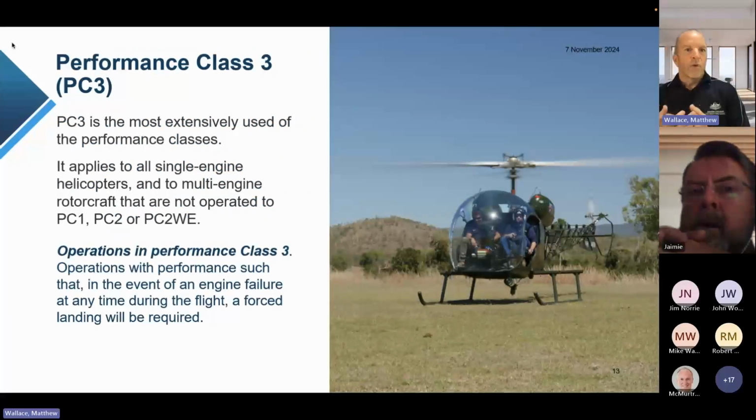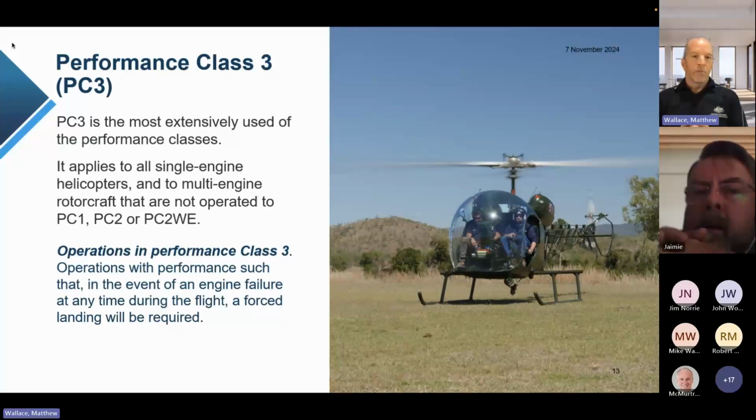Right, getting on to what we're here for today, which is all about PC3. And PC3 is the most extensively used of the performance classes. It applies to all single-engine helicopters and to multi-engine rotorcraft that are not operated in PC1, PC2, or PC2 with exposure. And that can be for a number of reasons. For instance, the 105 not having a Cat A supplement. So you might find something like that, even though it's a multi-engine rotorcraft, doesn't meet the requirements of PC1, PC2, or PC2 with exposure.